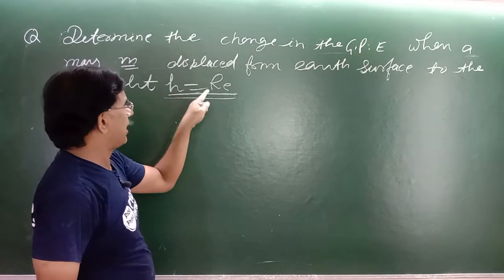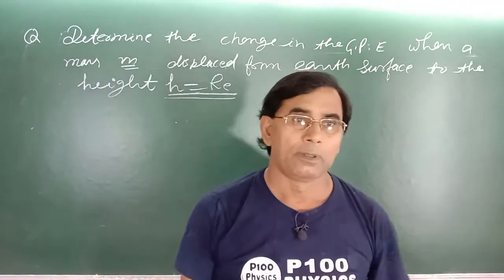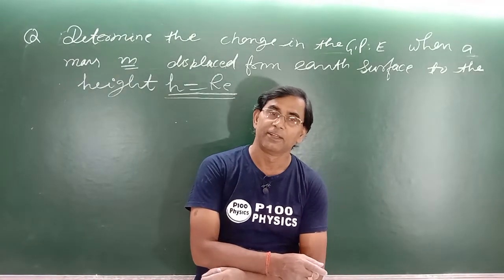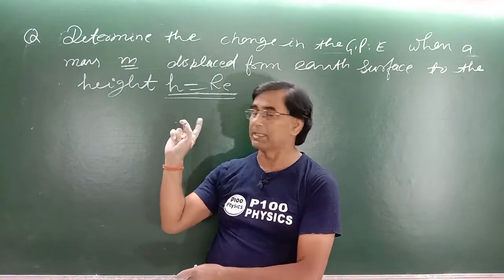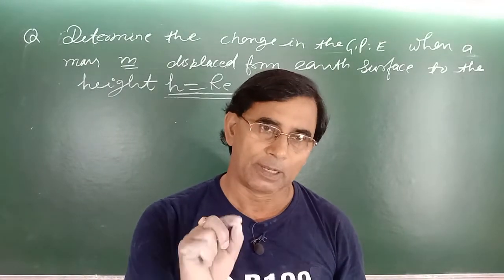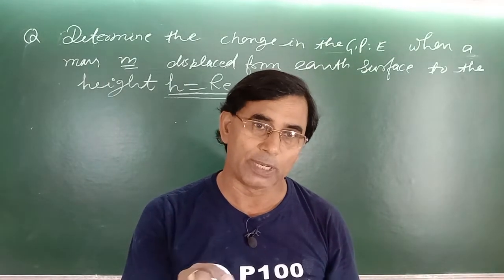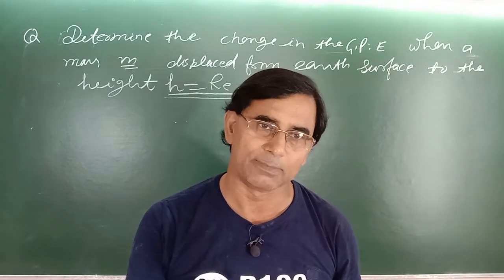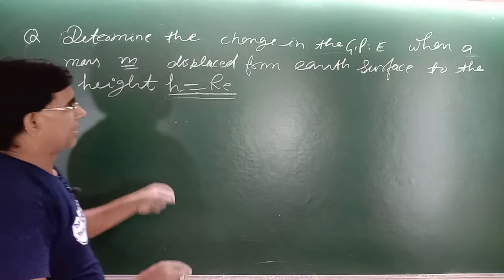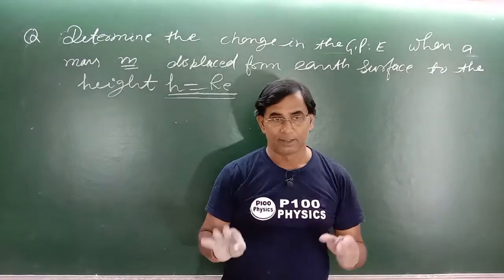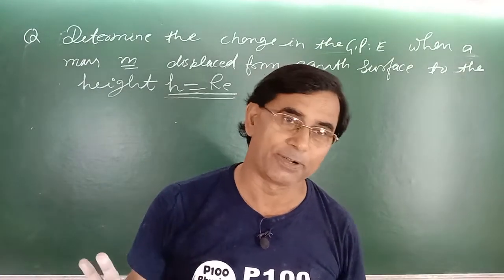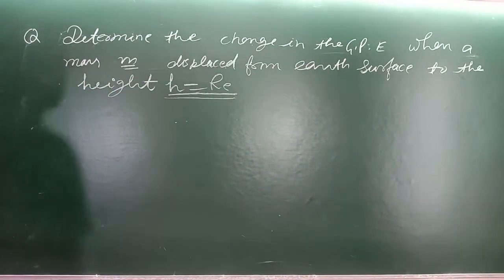Here the value of h may be variable. It may be h equal to 2 Re, or Re by 2, or Re, or 3 Re. H equal to Re has been asked in your exam. H equal to Re, h equal to Re by 2, h equal to 2 Re, h equal to 3 Re. Try to solve this question. Most important question. Consider this a just-out question. So much important. Solve this.